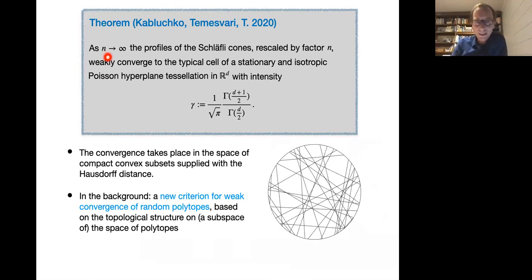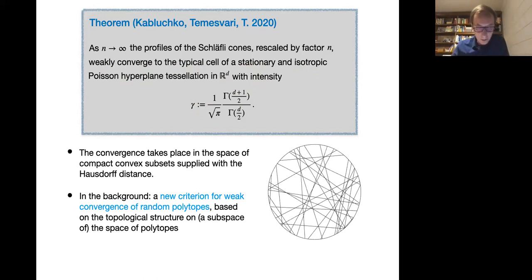So as n tends to infinity, where n is the number of random hyperplanes, the profiles of these Schläfli random cones, rescaled by a factor n. Of course, you have to rescale because these random polytopes get smaller and smaller, and you have to blow them up in order to compensate. The right scaling is n, the number of hyperplanes. And these profiles weakly converge to what is called the typical cell of a stationary and isotropic Poisson hyperplane tessellation in d-dimensional Euclidean space, having a certain intensity, which is maybe not so important.